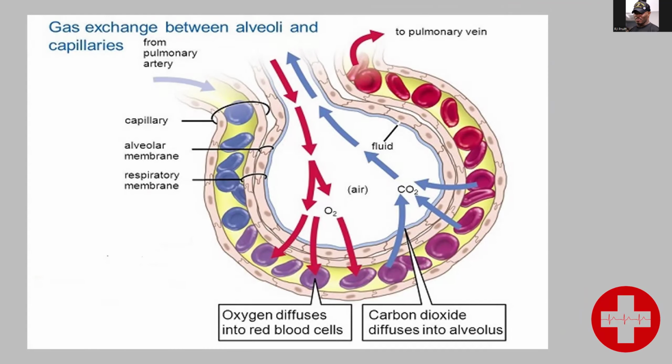So, quick review of respiration. Oxygen comes in here. It diffuses into these cells that are heavy in carbon dioxide and low in oxygen. CO2 comes back out in this direction, and then it flows off to the pulmonary vein.